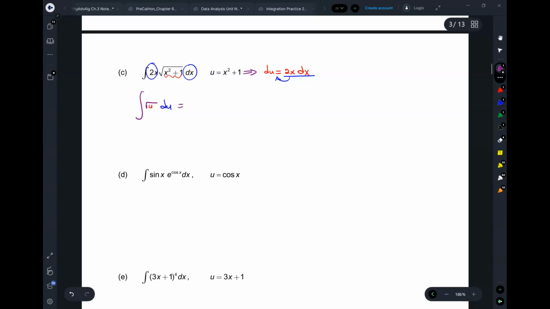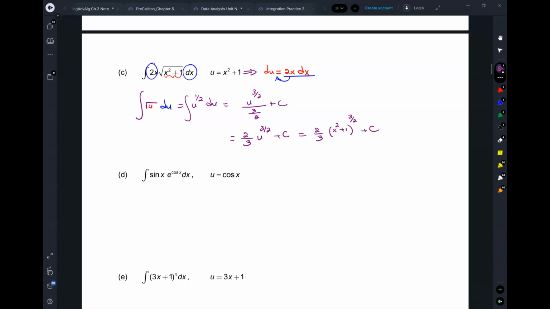So now I'm just going to integrate this. So rewrite it. Add 1. Divide by the new exponent plus c. Dividing by a number means multiplying by the reciprocal. So 2/3 u, which is x squared minus 1, to the 3/2 plus c. You can leave it like that, or you can put it in root form. It really does not matter. Okay? All right, next one.